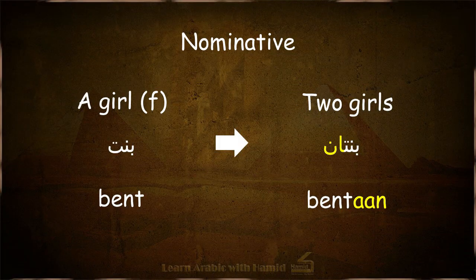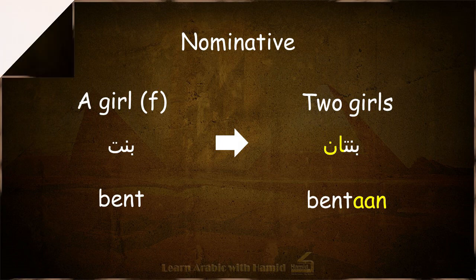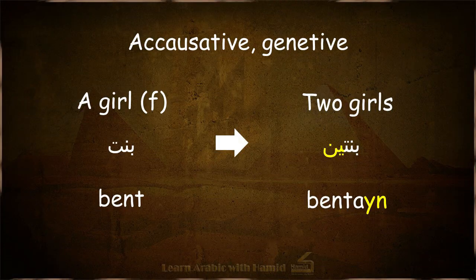When we say a girl, bint. In the nominative case, you just add the alif noon, so it becomes bintan. In the accusative and the genitive cases, you just add the ya noon, and it becomes bintain. So this is simply what the dual is all about: adding the alif noon or ya noon based on the grammatical state, whether nominative or accusative and genitive.